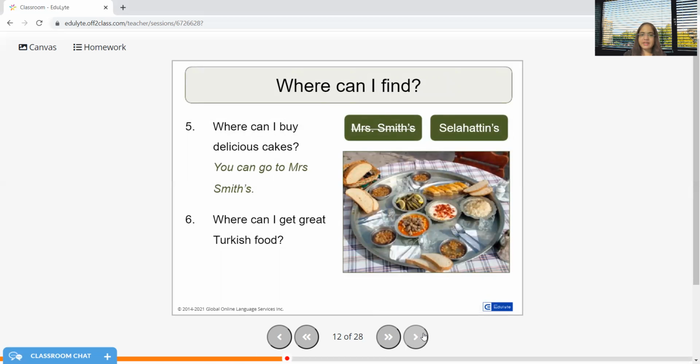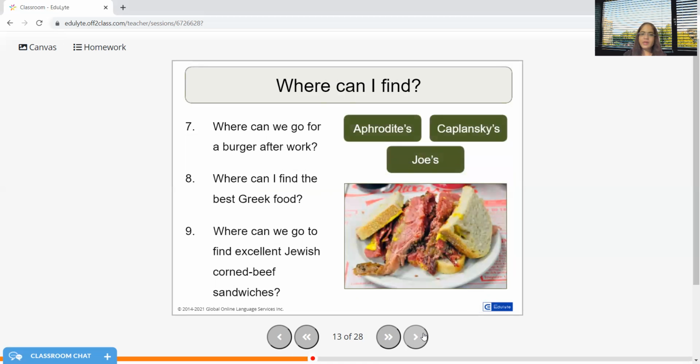So where can I find these? Where can I buy delicious cakes? You can go to Mrs. Smith's. It's the name of a restaurant, Mrs. Smith's, but not the Mrs. Smith's. That will be wrong. Where can I get great Turkish food? It is Silahedin's, but not the Silahedin's. Where can we go for a burger after work? Maybe in our country we are fond of McDonald's, so we can use the name, but don't use the McDonald's.